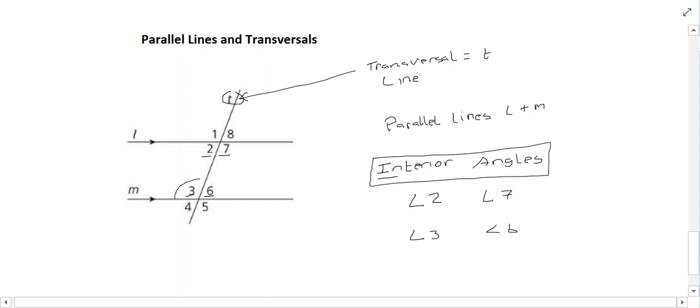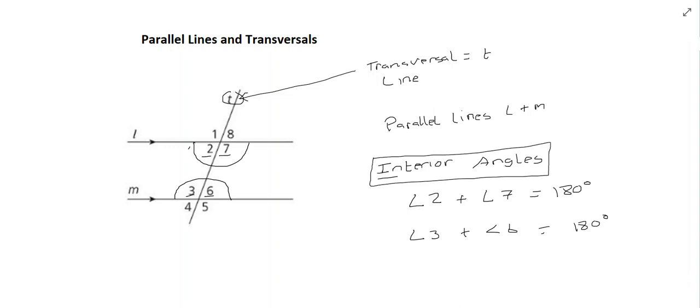Now, if you add the two interior angles up, how many degrees is that going to add up to? If we add up, let's say the angle 2 plus the angle 7, both of these are going to be equal to 180 degrees. And the same as well, if we add up, let's say angle 3 and angle 6, both of those are going to add up to 180 degrees.